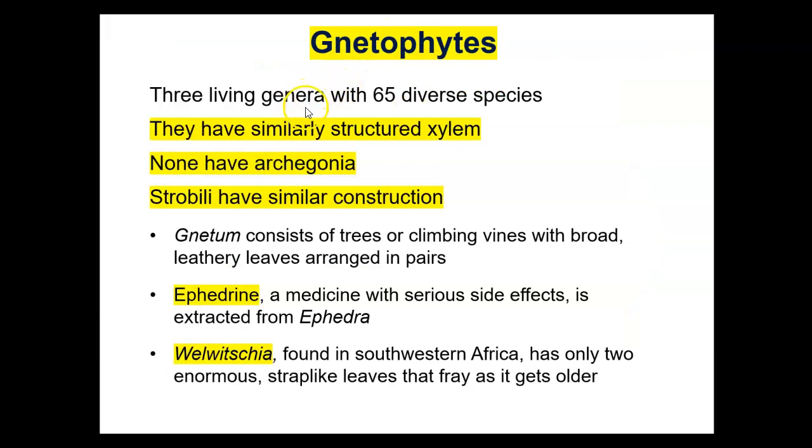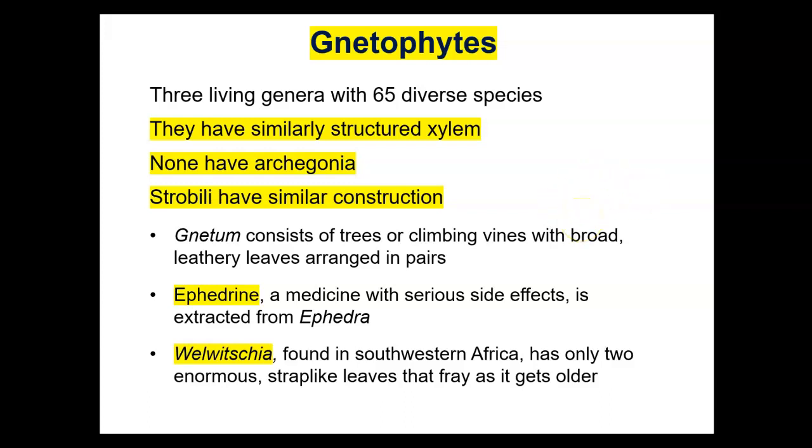Gnetophytes would be the last group of the gymnosperms. They have similarly structured xylem. None of these organisms have archegonia. The strobili have a similar construction. And what they're known for is producing chemicals like ephedrine, and the plant Welwitschia is found in southwestern Africa. It has only 2 enormous strap-like leaves. But it can live for like 1,000 years.